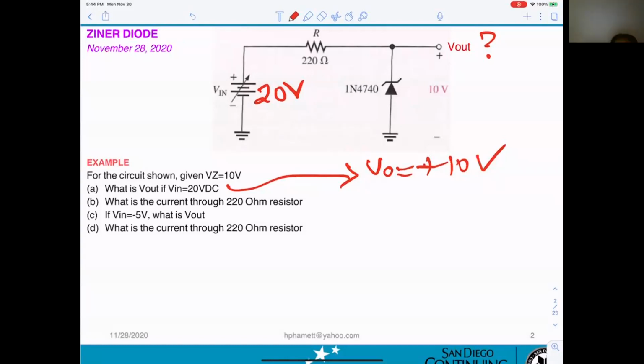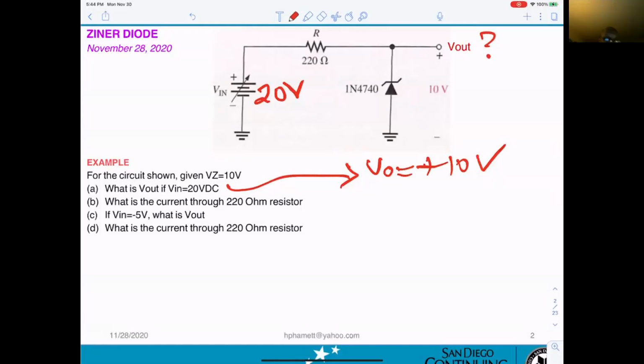Mr. Pham, without the part number, the 4740, how do you know if it's a Zener or not? If it's not there, how can I know the difference? No, the thing is, normally they can be any part. When you buy it, it always comes with a part number. You can get any part. When you buy it, they ask you what the breakdown voltage is, and the part number.